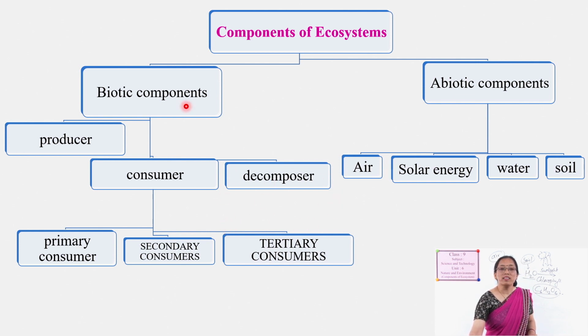So in this way, these biotic components are divided into various types. And another one is abiotic components. In this abiotic component, we have air, solar energy, water, soil. These all have a very important role. We have already discussed it here.